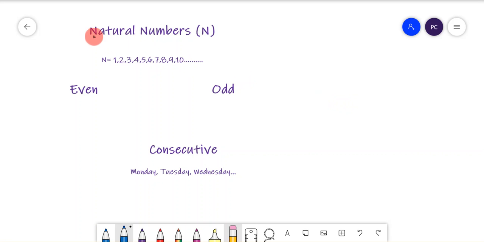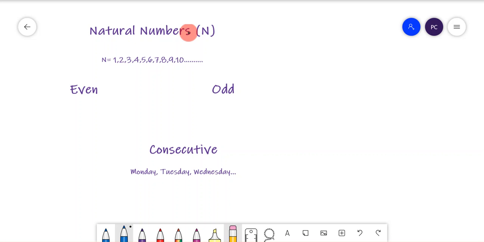So natural numbers. Natural numbers are given the letter N. In mathematics, N represents the set of numbers that we call natural numbers. You can think about them as being related to nature, in that they are what are known as the counting numbers. If you were to look around a room and count the objects in your room, you're generally going to use natural numbers.